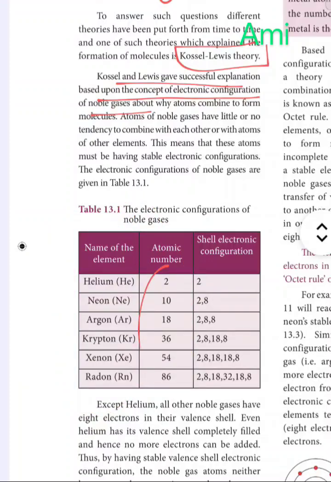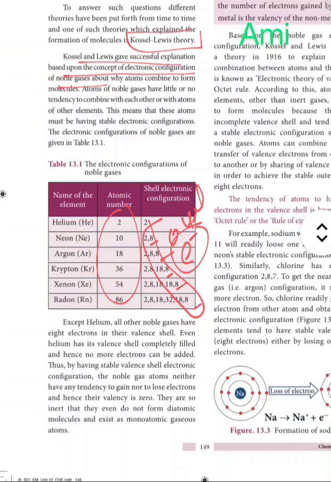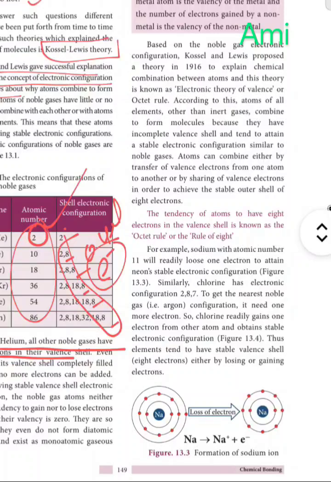Helium, neon, argon, krypton, xenon, radon. If you see their atomic number and how their shells are filled, the outer shell satisfies the octet rule. That is, the number of electrons in the outer shell is always 8. Except helium, all the noble gases have 8 electrons in their valence shell. Two is also valid, because helium is the only atom where the number of electrons present is 2. Even that is said to be a noble gas.